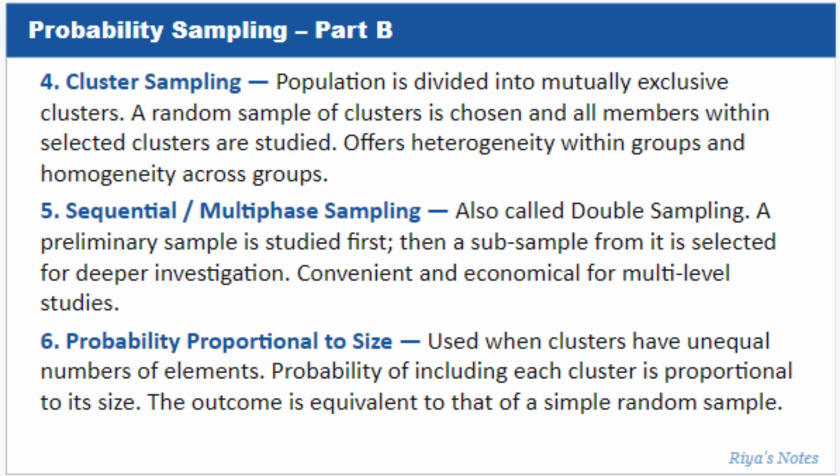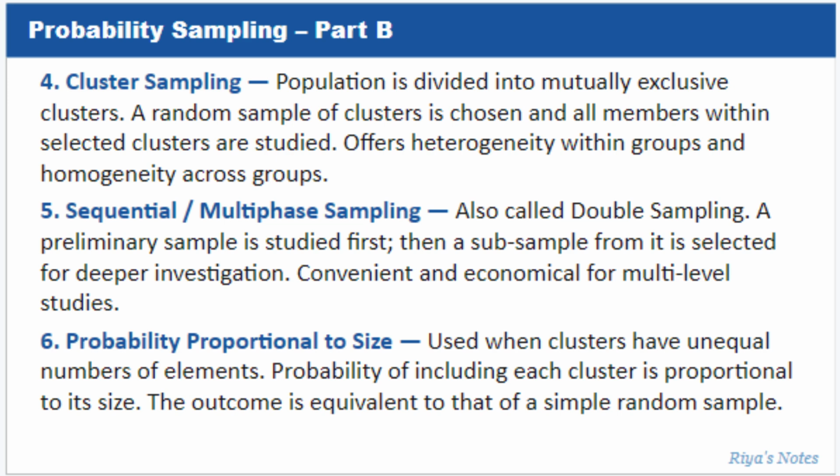4. Cluster sampling. Population is divided into mutually exclusive clusters. A random sample of clusters is chosen and all members within selected clusters are studied. Offers heterogeneity within groups and homogeneity across groups. 5. Sequential/multiphase sampling, also called double sampling. A preliminary sample is studied first, then a subsample from it is selected for deeper investigation. Convenient and economical for multi-level studies.